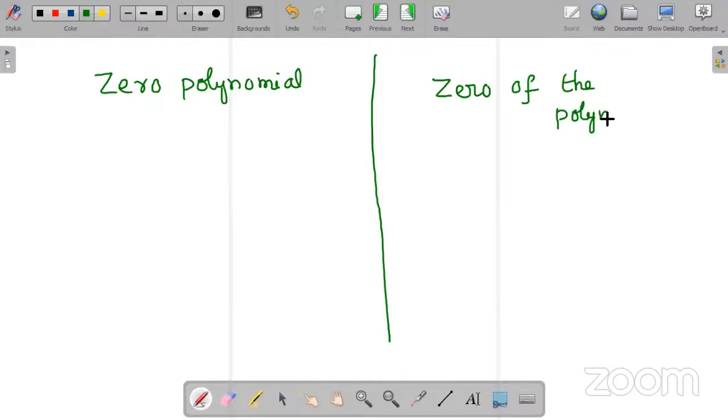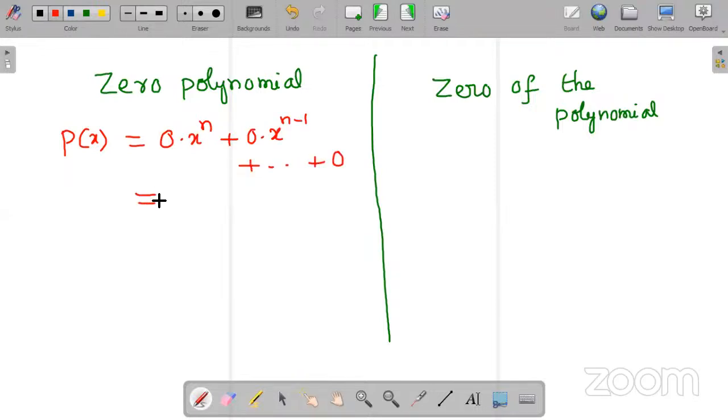So now we try to understand and elaborate about this zero polynomial and zero of the polynomial. Right. So zero polynomial means, for example, P of x is equal to, all the terms are zeros. That means 0 x to the power of n, 0 x to the power of n minus 1, and so on, 0. This is zero polynomial.